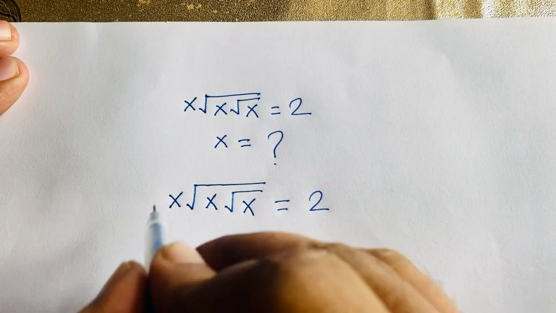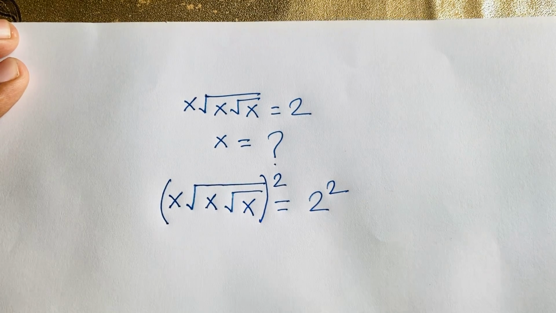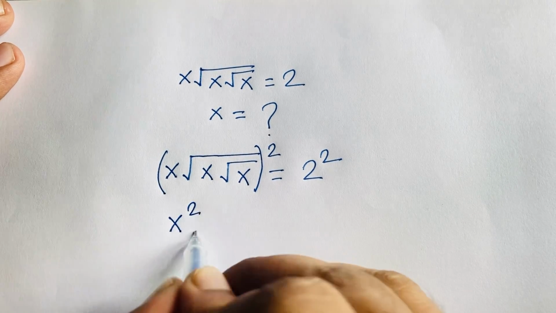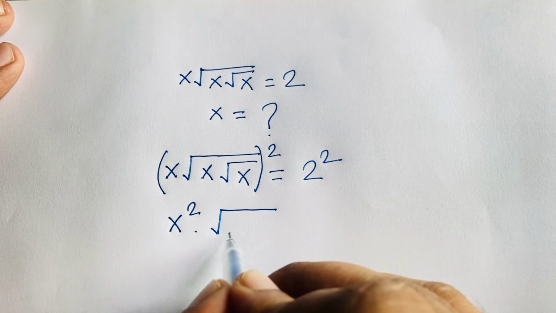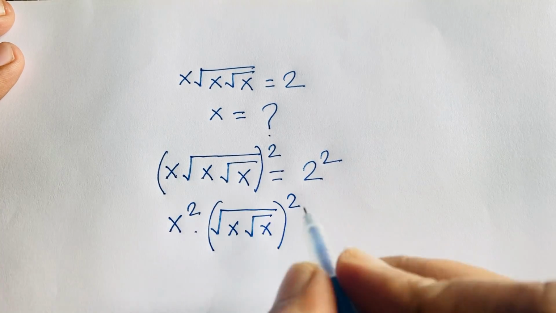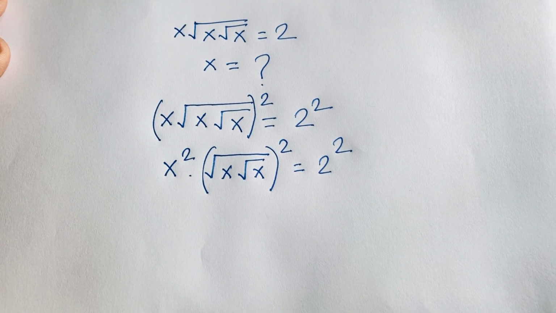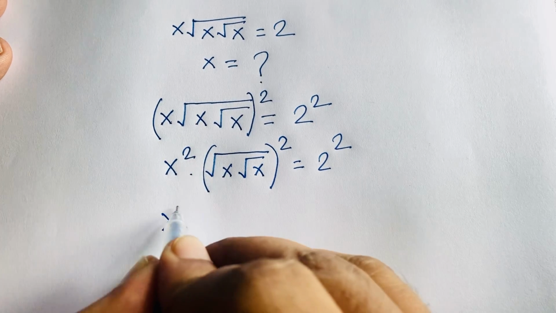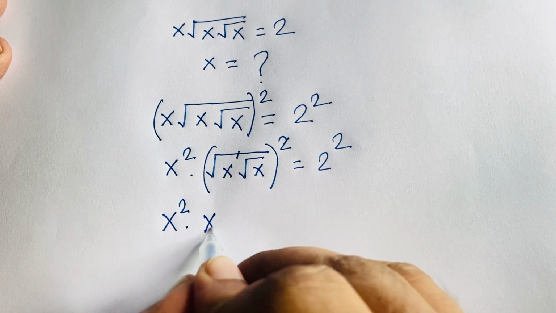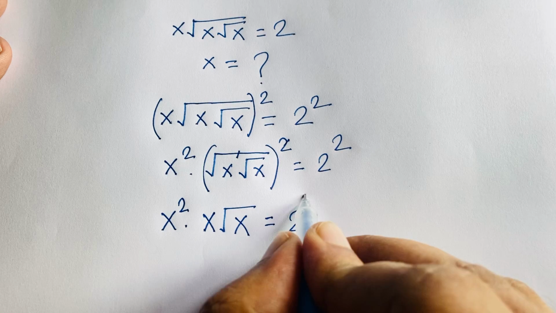Then I square both sides, because we want to remove this square root. At this moment the equation becomes x to the power 2 times the square root of x times square root of x, whole to the power 2. Now I can say easily that the square root and this square cancel, and we find x times square root of x, and this x is to the power 2.